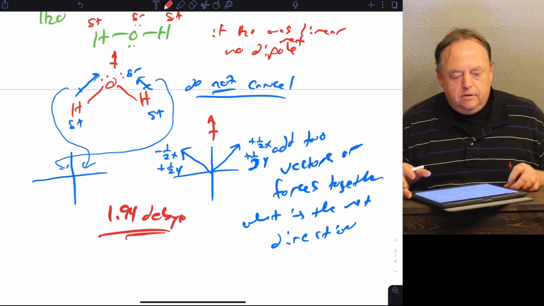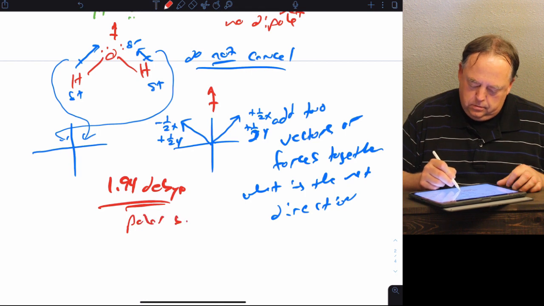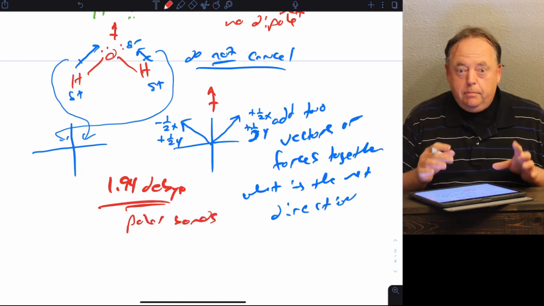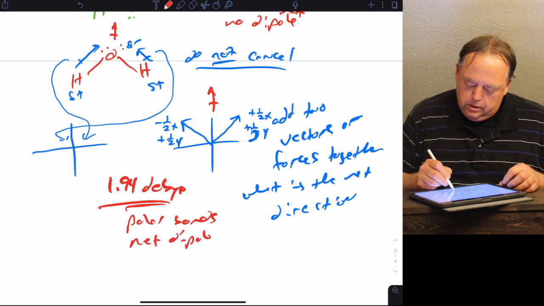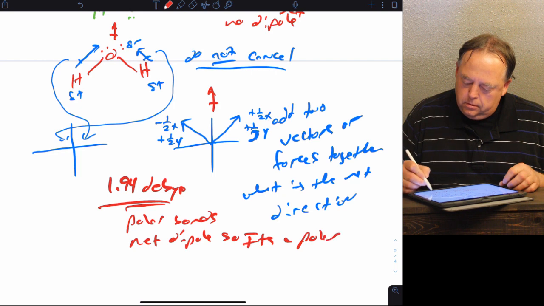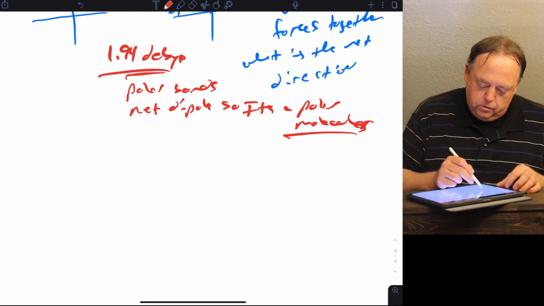Yeah, 1.94 debye. So water has polar bonds. Each OH bond is polar, and it has a net dipole. So it's a polar molecule also. Okay, a couple more examples.